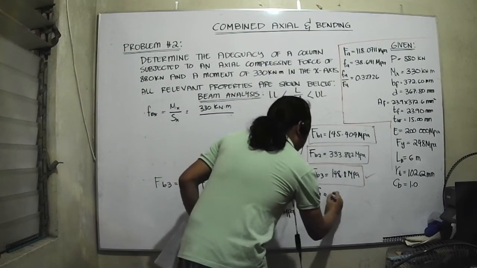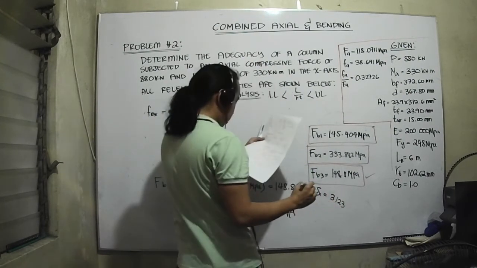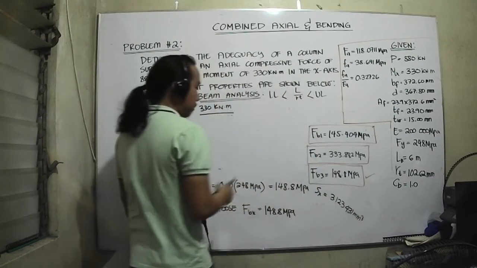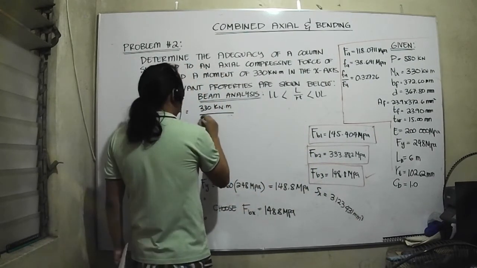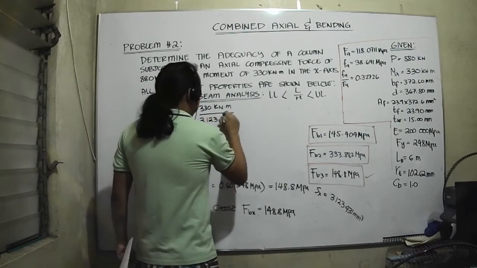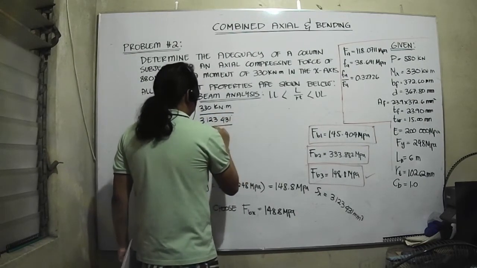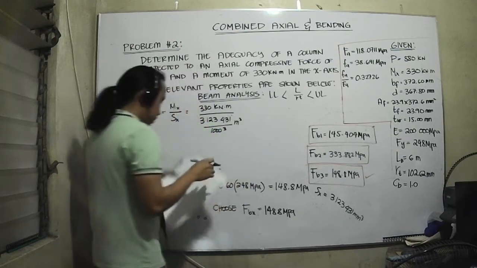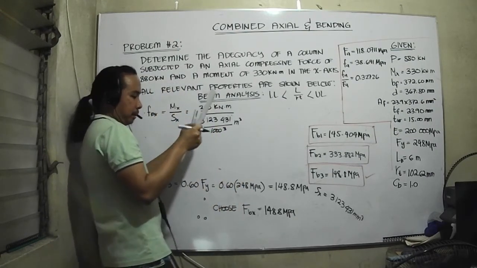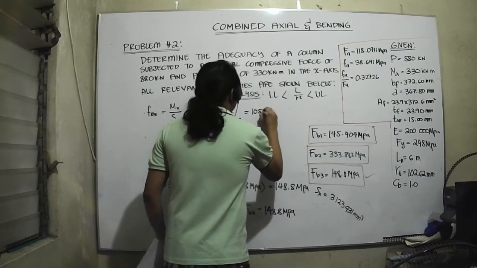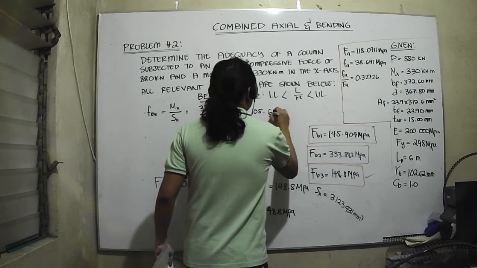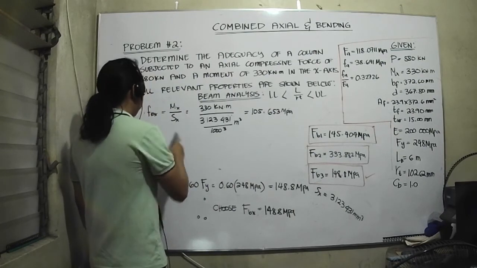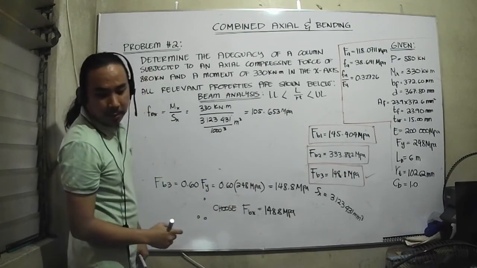SX is equal to 3123431 mm cubed. Okay, I divide that by 1000 cubed. Either way, the answer will just be equal to 105.653 MPa. Okay, so that is our actual FBX.